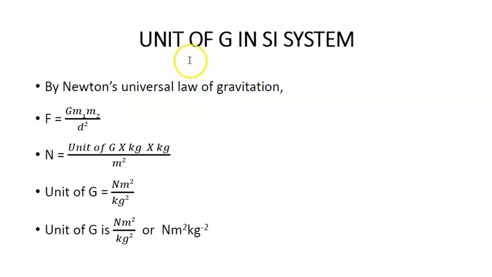Let's understand the unit of G in SI system. By Newton's universal law of gravitation, F is equal to G m1 m2 upon d square. F is in terms of Newton, m1 and m2 in kilograms, and distance in terms of meter. So the unit of G becomes Newton meter square per kilogram square. So unit of G is Nm^2/kg^2 or Nm^2 kg^-2.